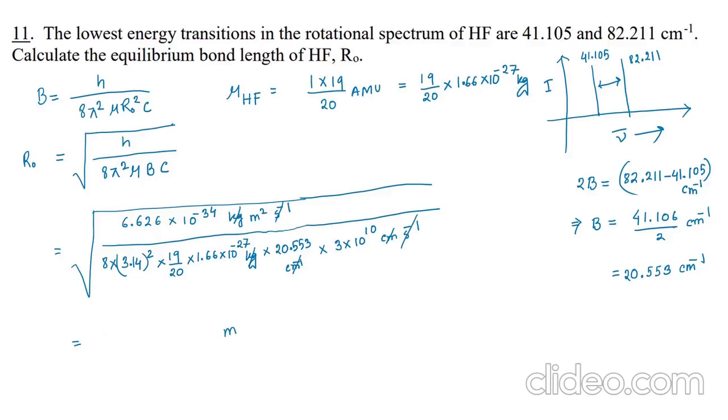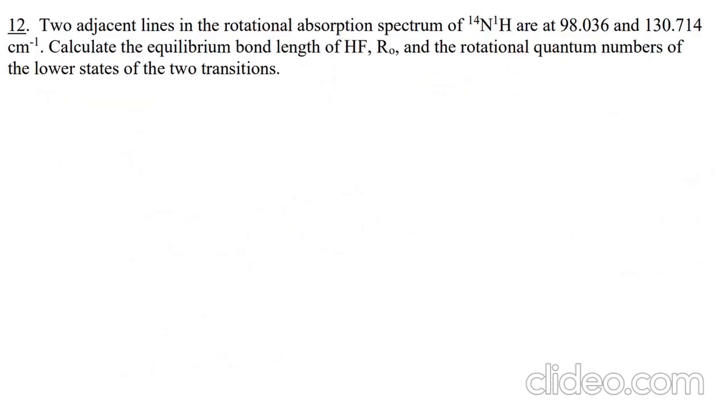And what is the value that is coming up? I will quickly write it down here. 9.295 into 10 to the power minus 11 meters, which in picometers is 92.95 picometers, or you can also say 0.9295 angstroms. Okay, it depends on what unit they are asking. Okay, so now let us go to the next question.